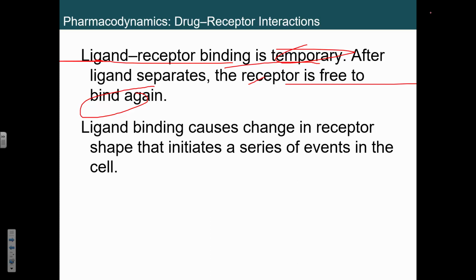So that's a great thing we should take advantage of. Affinity plays a major role, Cassie, in how long that ligand will stay bound to that receptor. The higher the affinity, the longer it'll stay bound. The lower the affinity, the more quickly it'll be released.